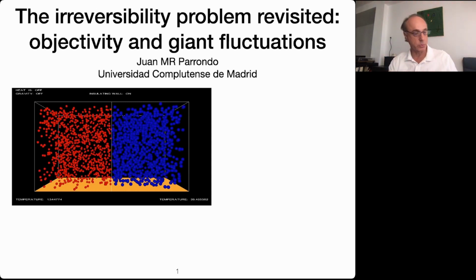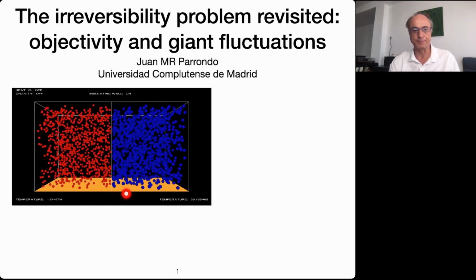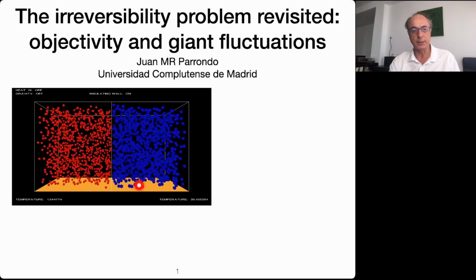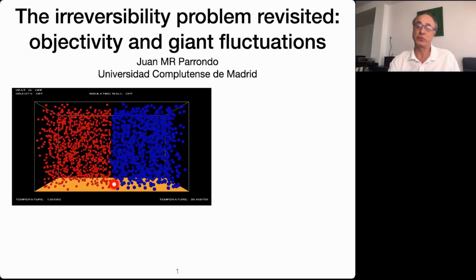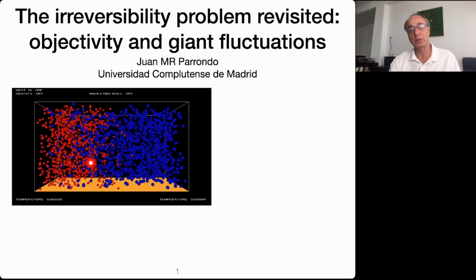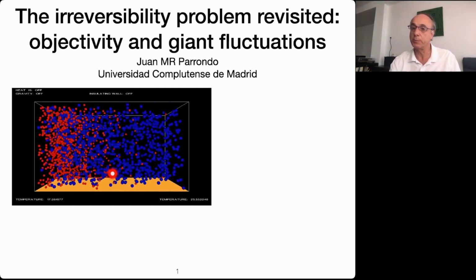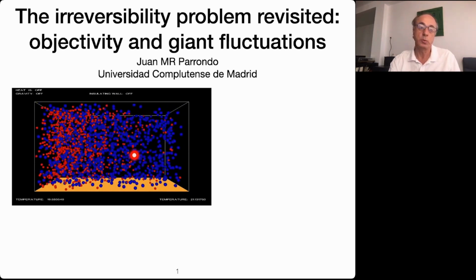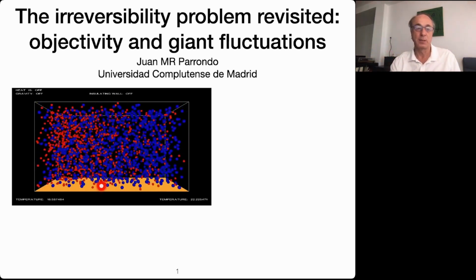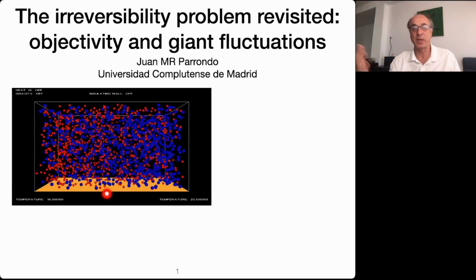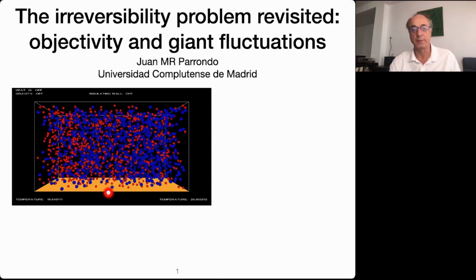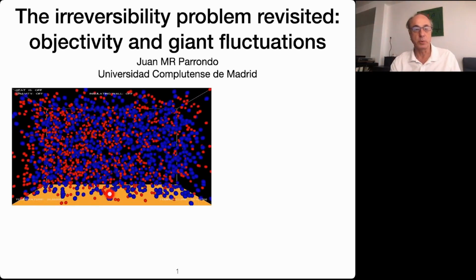Irreversibility is usually illustrated with videos like this one. Here we have two gases, one with the molecules in blue and one in red, and they are separated by a wall. You can also see that the blue one is a bit hotter than the red one. If we remove the wall, there is a mixture of the two gases, and this is an irreversible process. It's impossible to observe the reverse process, the spontaneous segregation of the molecules into two gases with blue and red molecules.